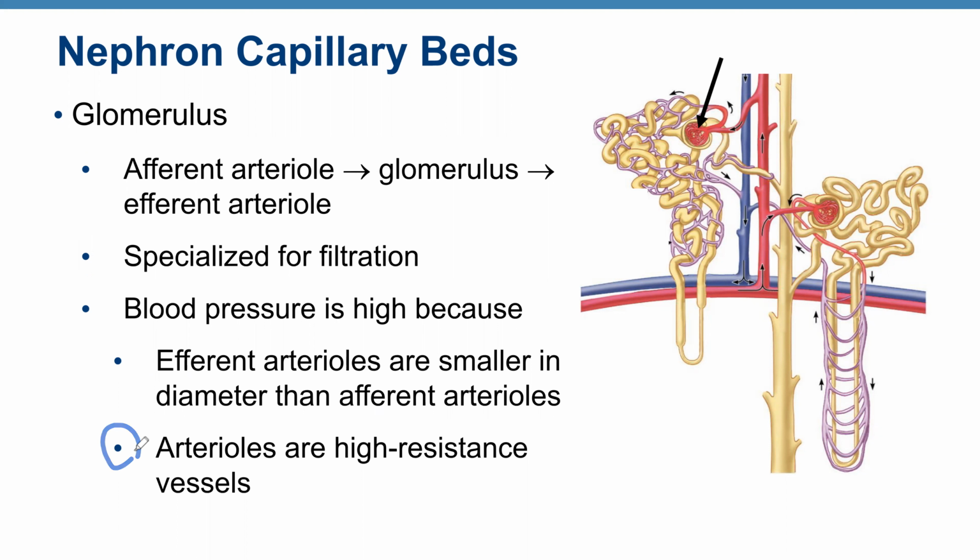Arterioles are high resistance vessels. Now, the afferent, the one that enters the capsule, is large in diameter, and then you go from larger diameter to smaller diameter. Of course, the blood pressure would be higher than in regular capillaries.